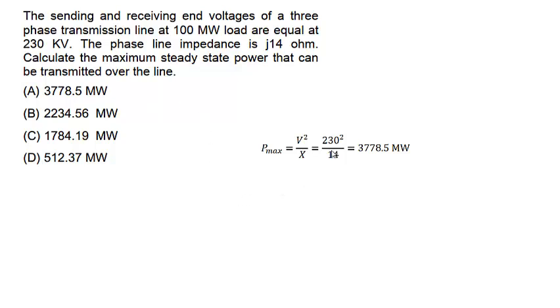That's simply Pmax is equal to V square by X. That's 230 square by 14. That comes out to be this. That is the option A. All these questions are asked in the JE 2014 paper.